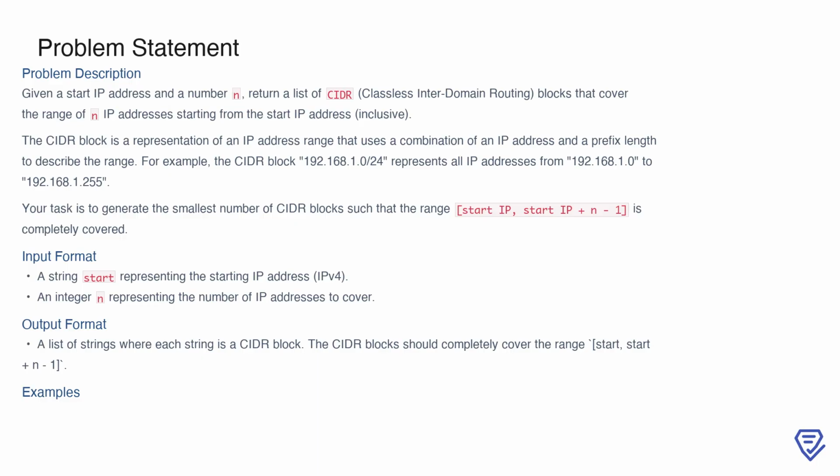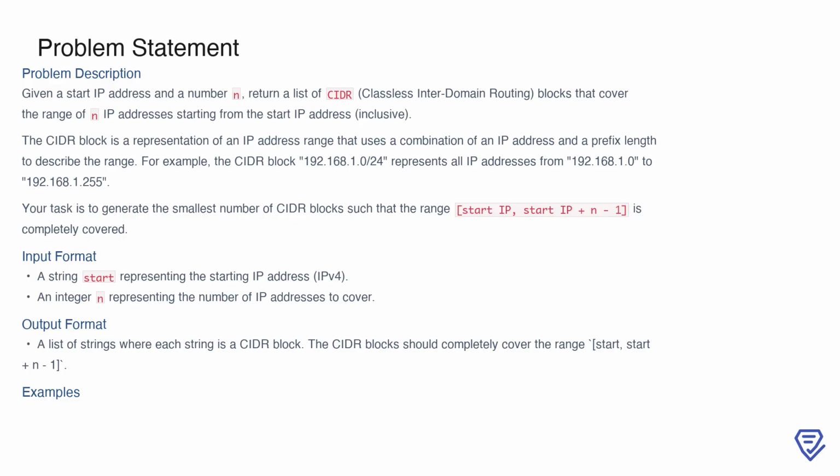A CIDR block is a compact way to represent a contiguous range of IP addresses using an IP address and a prefix length. For example, the CIDR block 192.168.1.0/24 represents all IPs from 192.168.1.0 to 192.168.1.255, a total of 256 addresses.